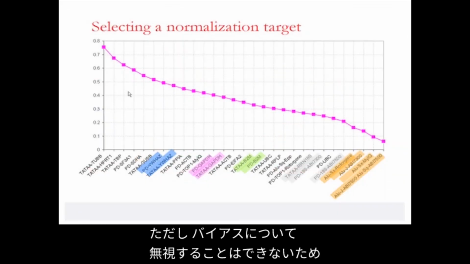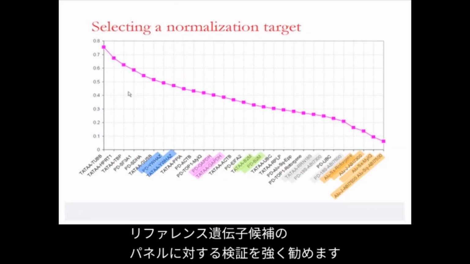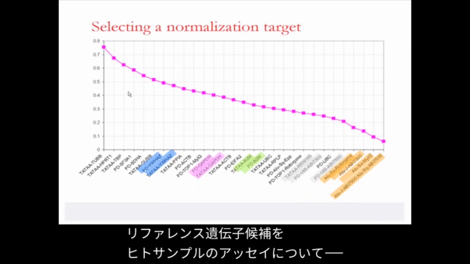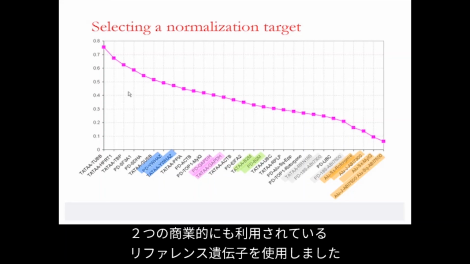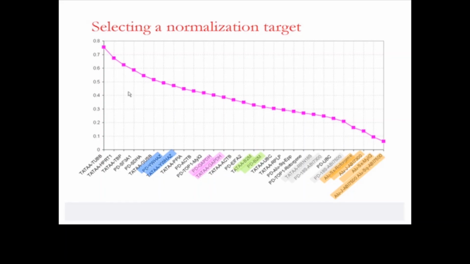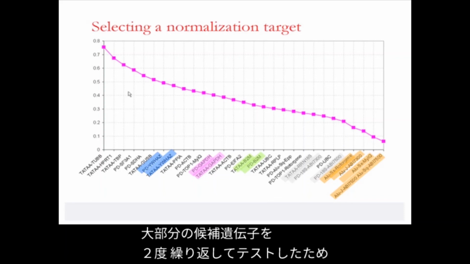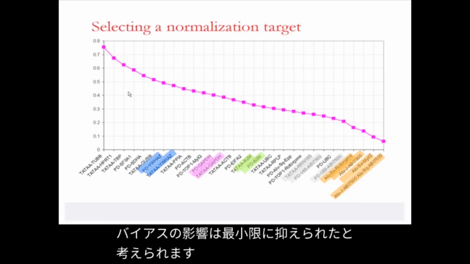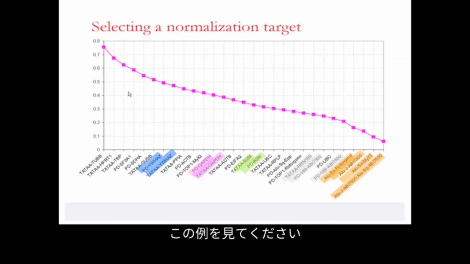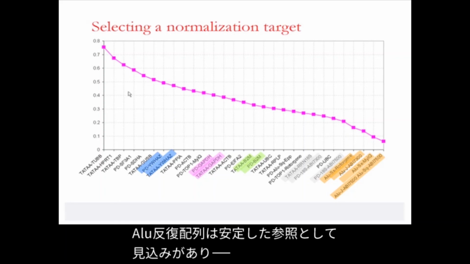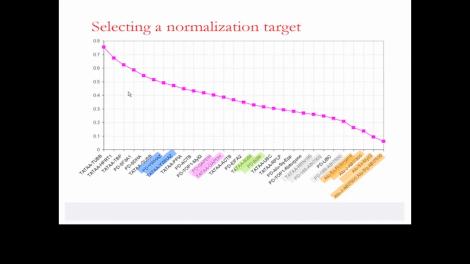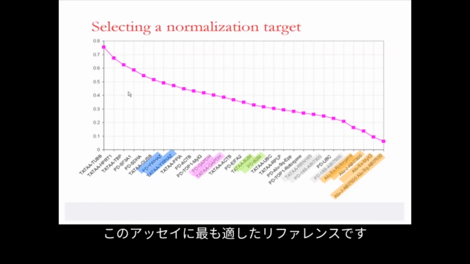However, absence of bias cannot be taken for granted, and a validation against a panel of reference gene candidates is strongly recommended. In this graph, reference gene candidates were evaluated by geNorm for an assay of human samples. Two commercially available reference gene panels were used. In addition, two versions of Alu repeats were tested, AluSX and AluJ. With the majority of candidate genes tested in duplicates, it is believed effects of validation bias was minimized. As can be seen in this example, the Alu repeats show great promise as stable references in general, and they are the most stable references for this assay.